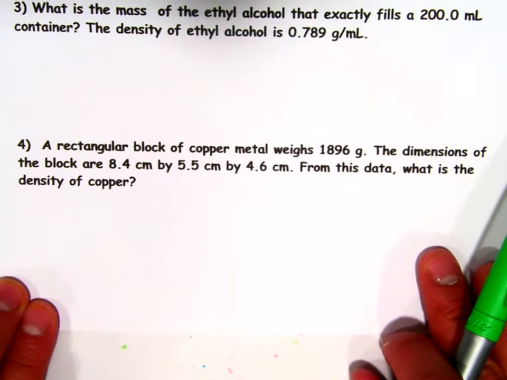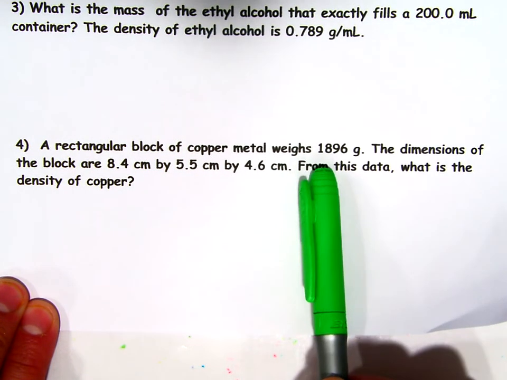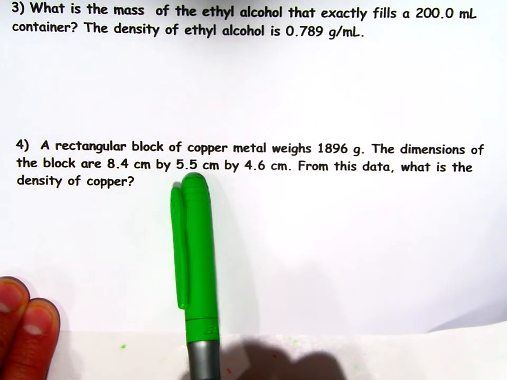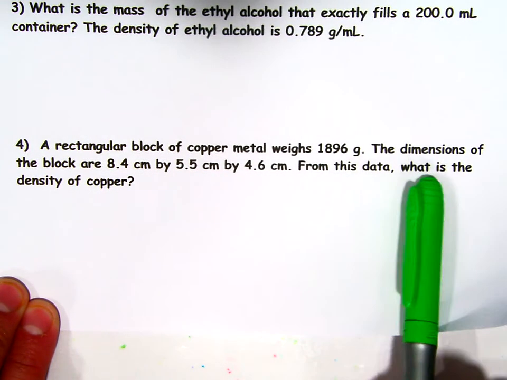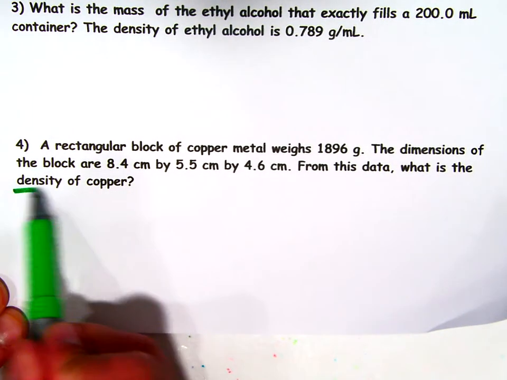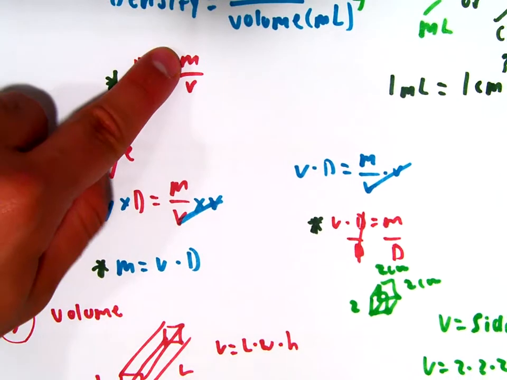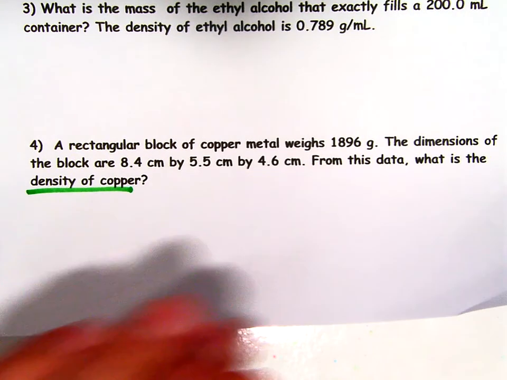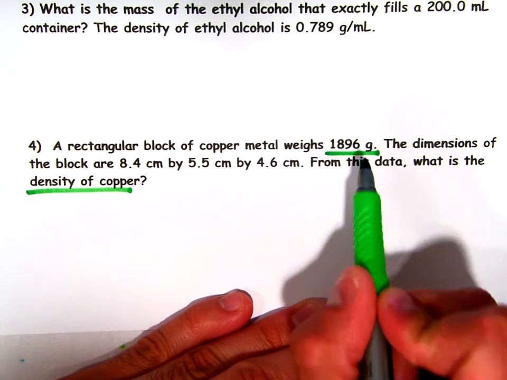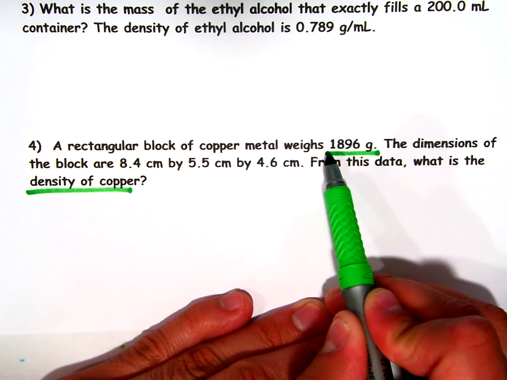Number 4 says, a rectangular block of copper metal weighs 1,896 grams. The dimensions of the block are 8.4 centimeters by 5.5 by 4.6. From this data, what is the density of the copper? In this problem, we're trying to figure out density. To figure out density, I need to know two things: my mass and my volume. I know my mass. Even though it says weight, some problems might say that. Weight and mass are slightly different, but we know it's mass because it has grams. So my mass is 1,896 grams.